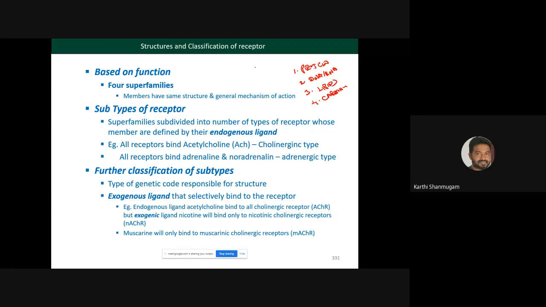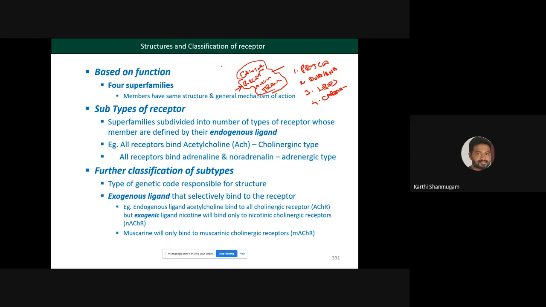So if we talk about protein, we have different types of protein molecules, say enzymes, receptors, ion channels. Ion channel is again a kind of receptor. Then transporters. So these are different types of proteins which can be used as drug targets. Specifically, we are learning about the receptor.